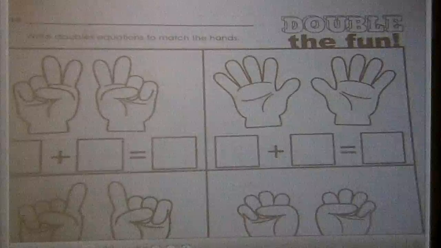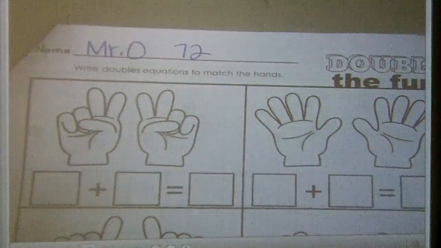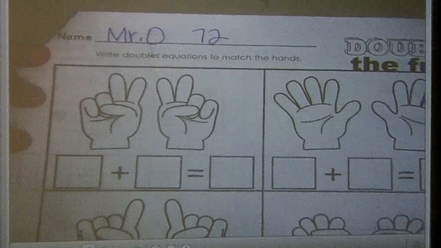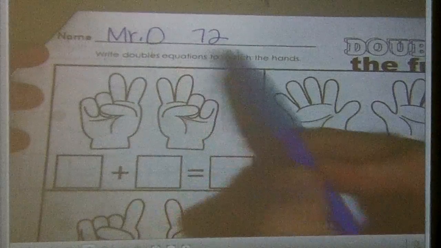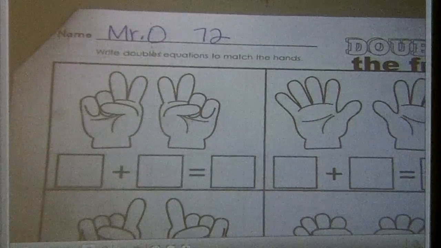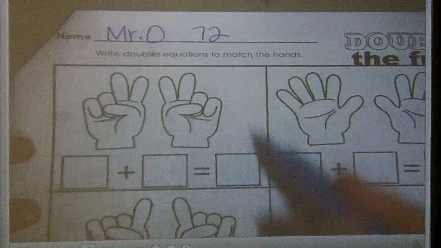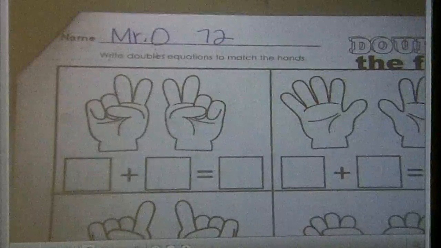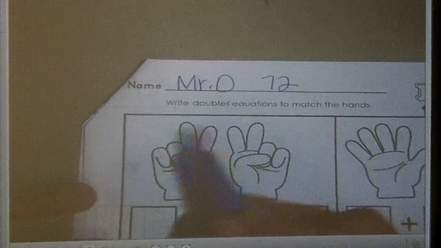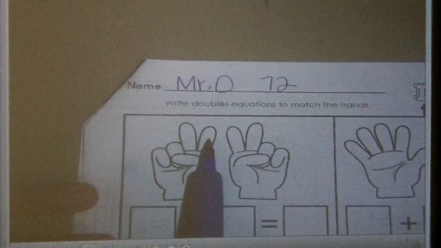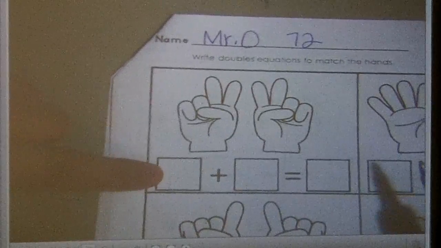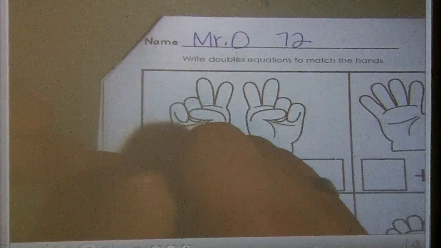So when we get started, the very first thing is we write our name again. So write your name, write your magic number, and let's read what this is asking us to do. Write doubles equations to match the hands. So we have our hands right here, and we will do this example together first, and then I will let you do the rest by yourself. So the first hand has how many fingers? Let's count. 1, 2. 2 fingers. So in this box right here, we are going to write the number 2.